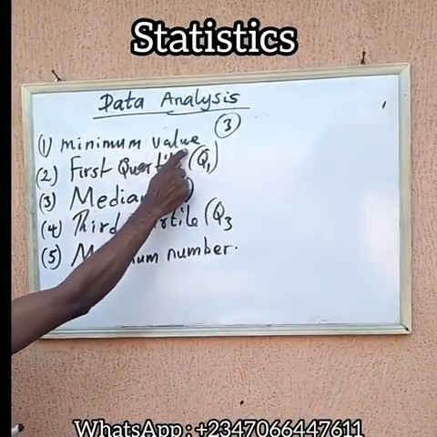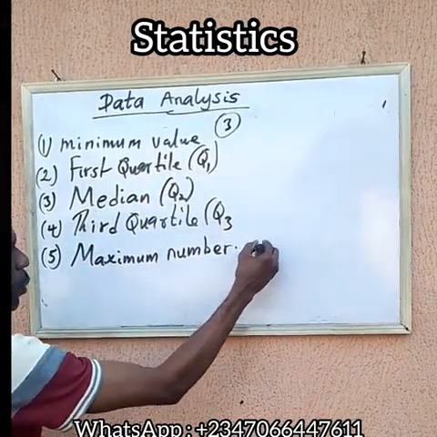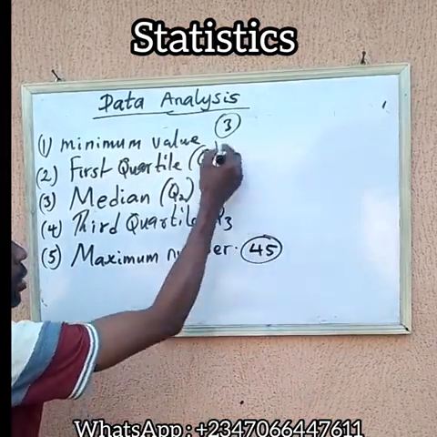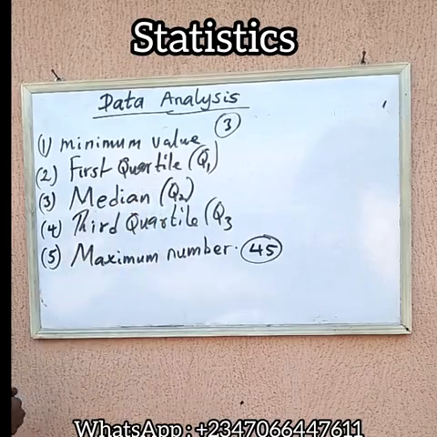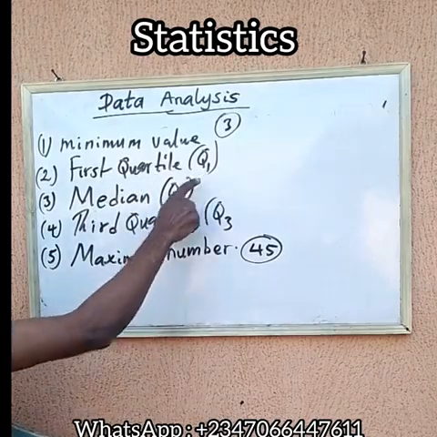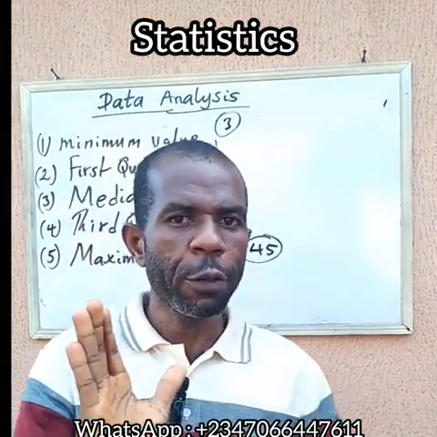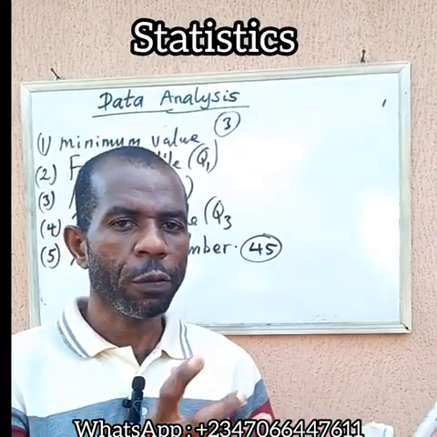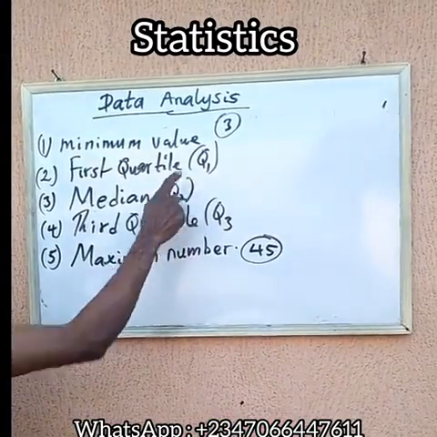So we already know the minimum value there is 3. And we already know that the maximum number is 45 from the data given to us. So what we need now is the first quarter. How to get the first quarter is the median of the first half of the distribution. So you get the median. That one is called the first quarter.